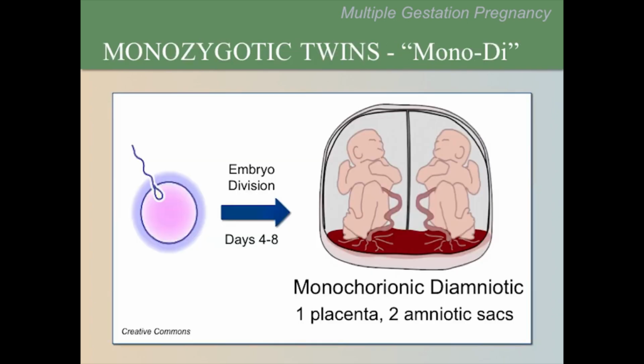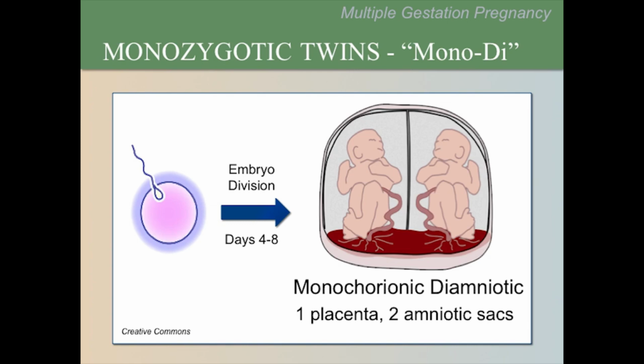What happens when monozygotic twins divide later than 3 days after fertilization? If embryo division occurs between days 4 through 8, the embryo will split into two identical fetuses, but this time only a single placenta will form with two amniotic sacs. This is called a monochorionic, diamniotic twin pregnancy. Monochorionic means that there's only one placenta for both twins, and diamniotic means that there are two amniotic sacs.